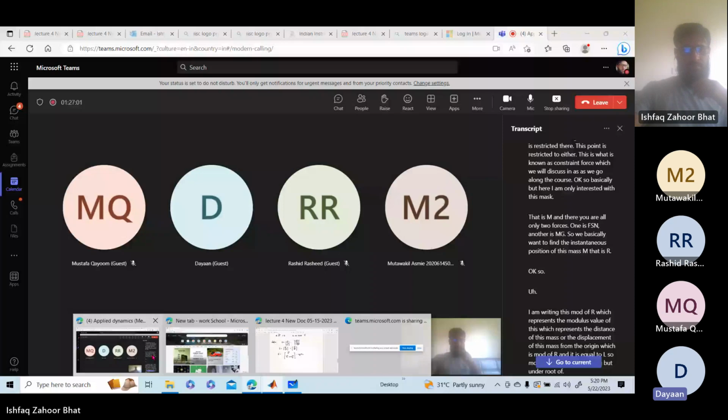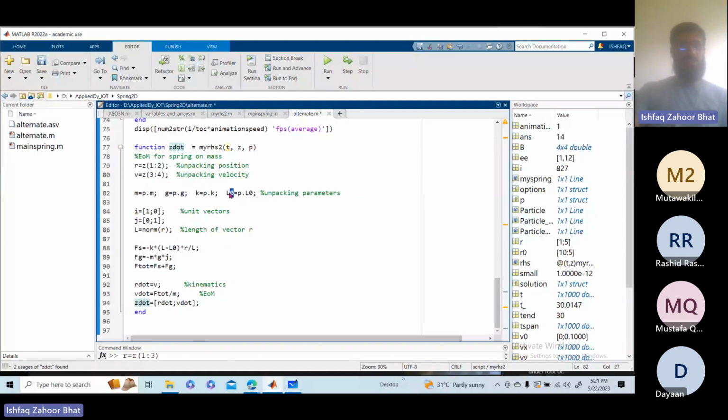Sir, shouldn't we be changing that L naught value every time we calculate it? Because the new L is the new L naught in that case. No. L naught is not something which is changing. It is the normal length of the spring, or the unstretched length of the spring. What is changing is L. Every time L is changing, and what is L? It is norm of R. So L will keep on changing. L naught is something which is constant. That is why I am calling it a parameter.